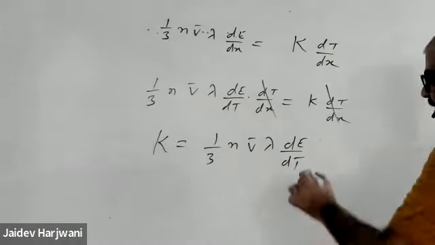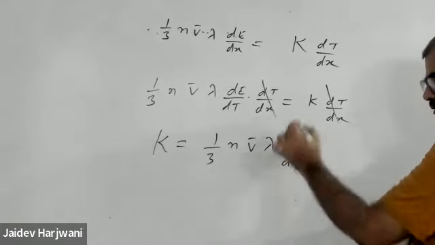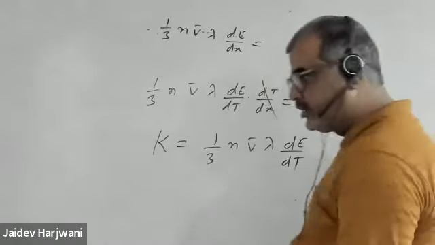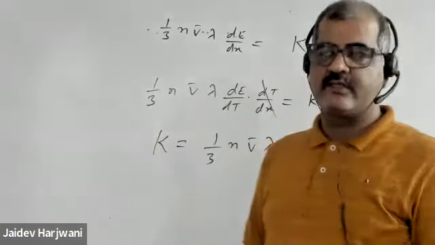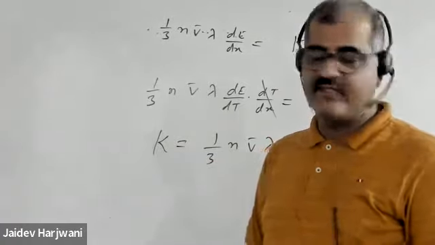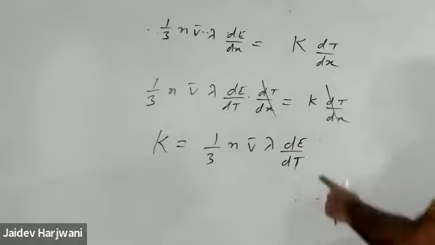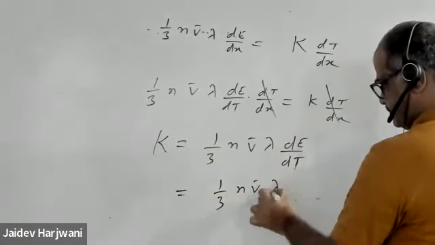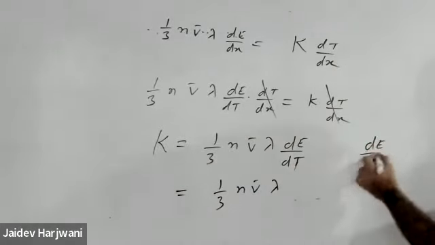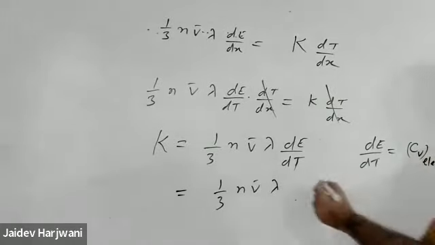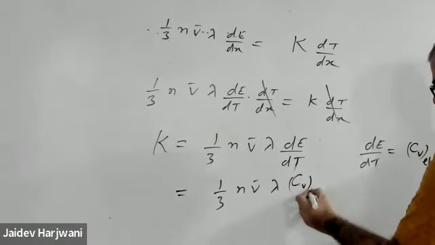And del E by del T is what? Heat current? Heat dq by dt? I'm not telling time, temperature. Specific heat. This is the specific heat of one electron. Del E by del T, energy versus temperature, is your specific heat of electron.